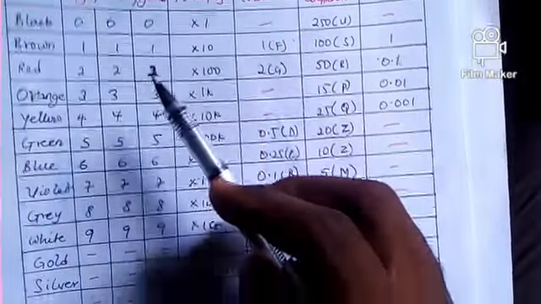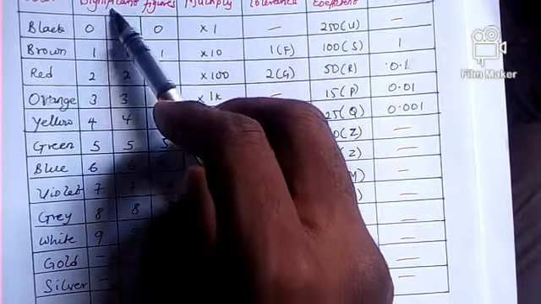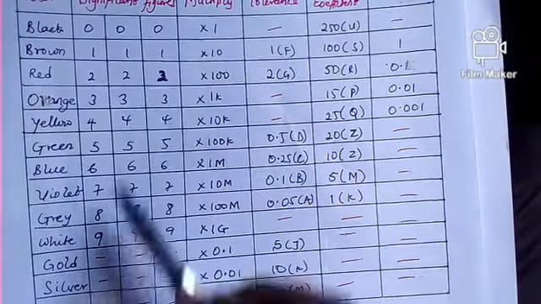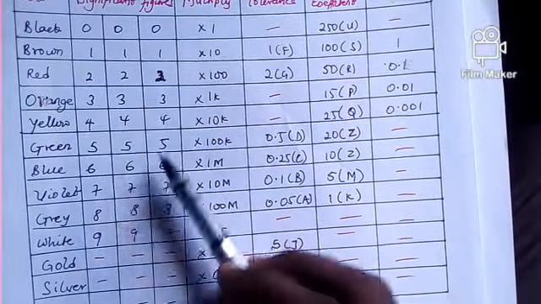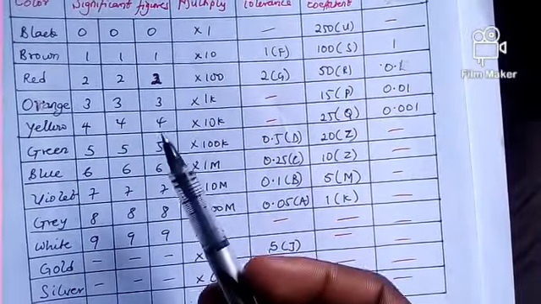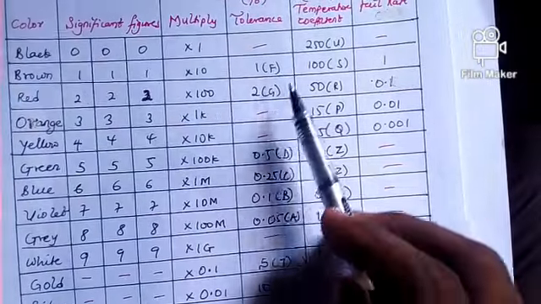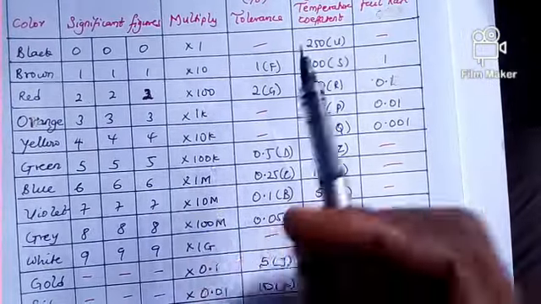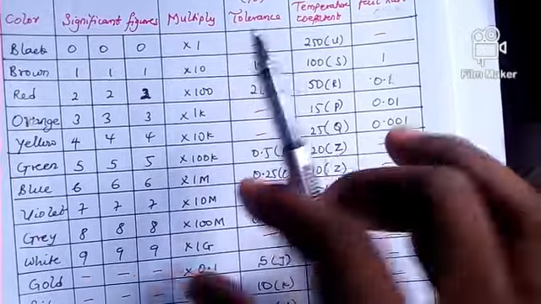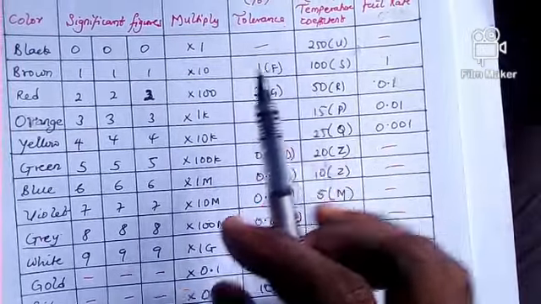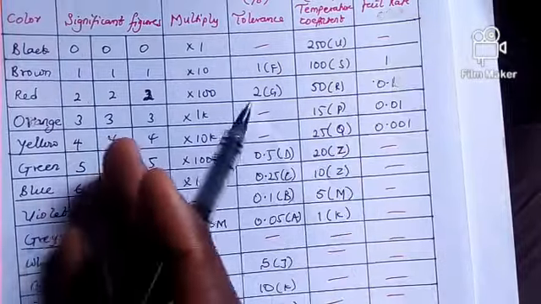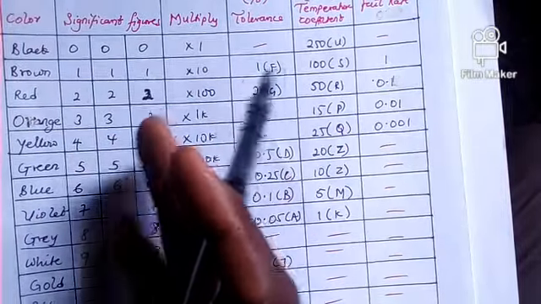So what it means is you just take down the significant figures the way they are. For the multiplier, you just multiply the 2 significant figures, if it is 4-banded, with the multiplier. And then the tolerance represents the range, the limit, at which it is operational. Now that is for the 4-banded and the 5-banded color-coded resistor.